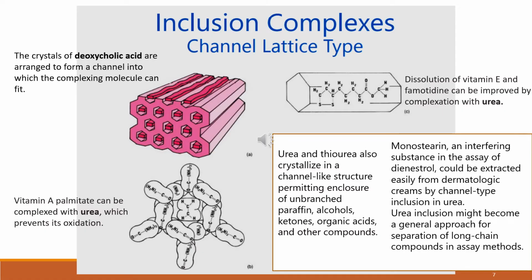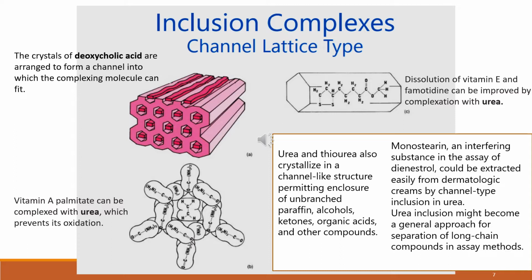Urea can be used as a host which forms complexes with many compounds. Example, vitamin A palmitate can be complexed with urea. In this complex, the oxidation of vitamin A palmitate is prevented. The other examples where urea can be utilized to form complexes are vitamin E and also famotidine. The dissolution of these two drugs can be improved by complexation with urea.